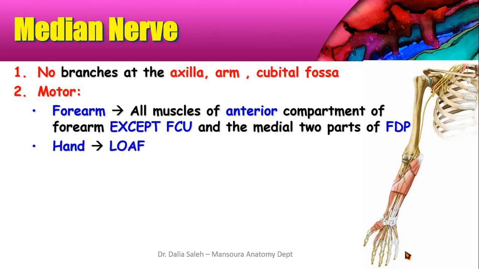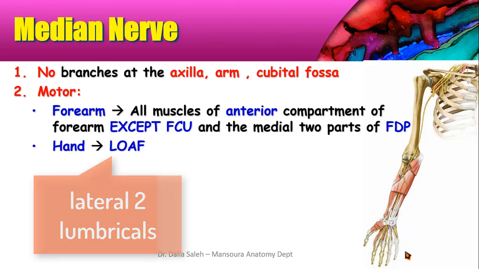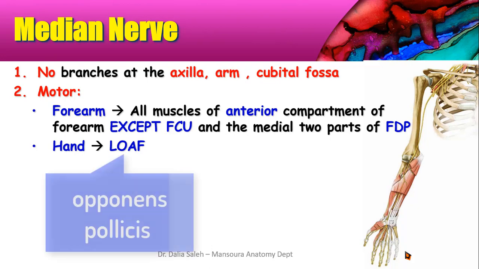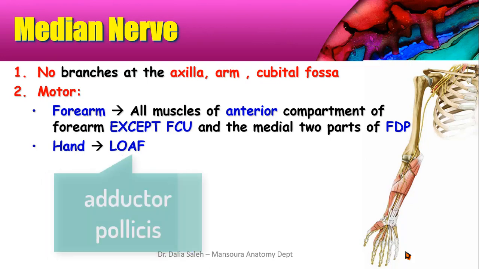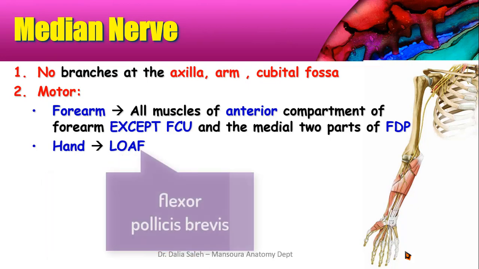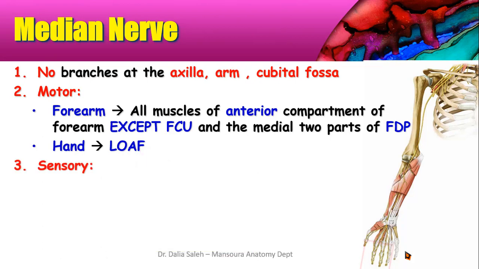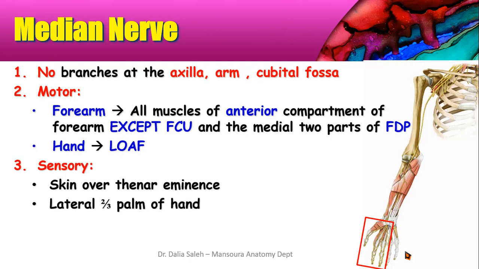We will remember the muscles that are supplied by the median nerve by the word LOAF. So it supplies the lateral two lumbricals, the opponens pollicis, the abductor pollicis brevis, and the flexor pollicis brevis. It also has sensory branches to the skin over the thenar eminence, the lateral two-thirds of the palm of the hand, and the palmar aspect of the lateral 3½ fingers.